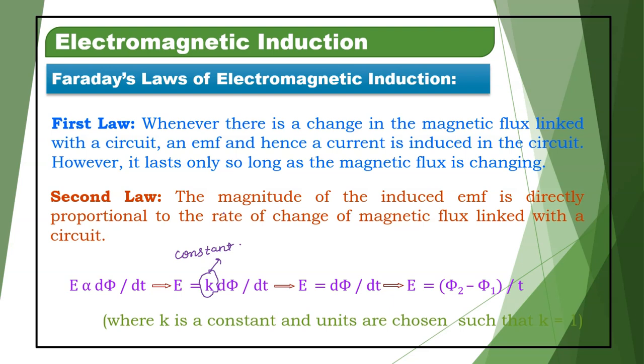Now, simply, if I'm taking a change at the macroscopic level, then we can take d phi as phi 2 minus phi 1. So we put this value there and get the value of E. The main point is that K is a constant and the units are chosen such that K is equal to 1.